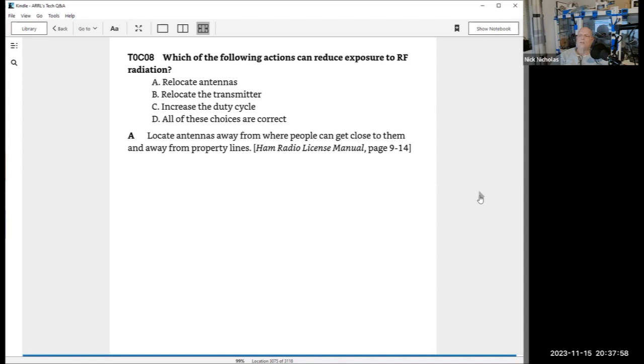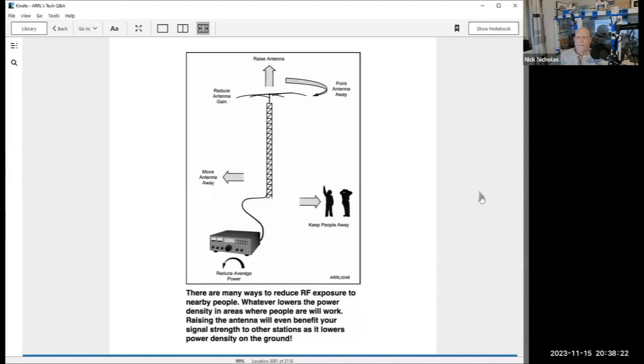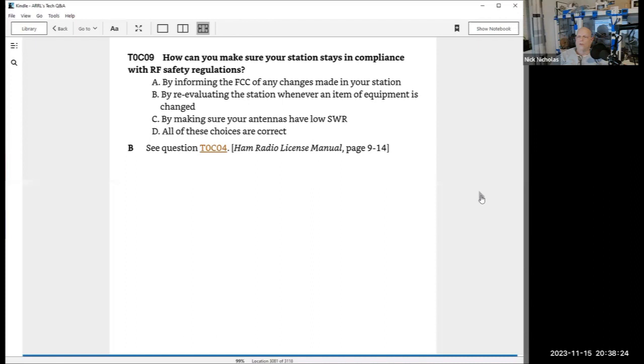Which of the following actions can reduce exposure to RF radiation? Well, relocating the antenna. If it's someplace not safe, move it. Where would you not want an antenna? Right inside your ham shack. Hams do it all the time. It's stupid. You're irradiating yourself. Put them outside. Be safe. How can you make sure your station stays in compliance with RF safety regulations? By reevaluating the station whenever an item of equipment is changed, basically when you change antennas.